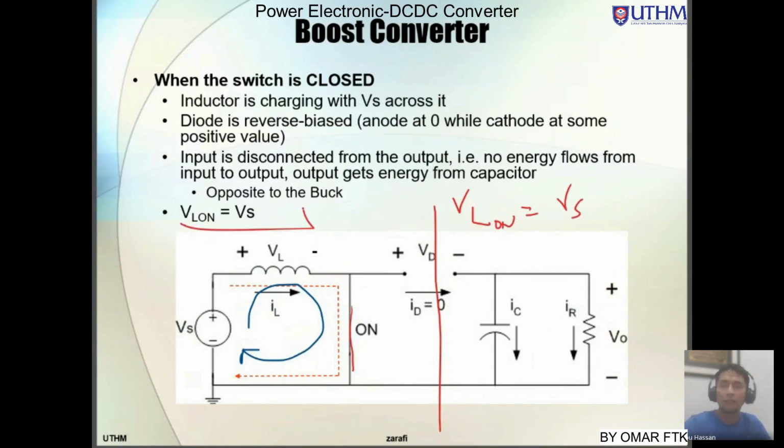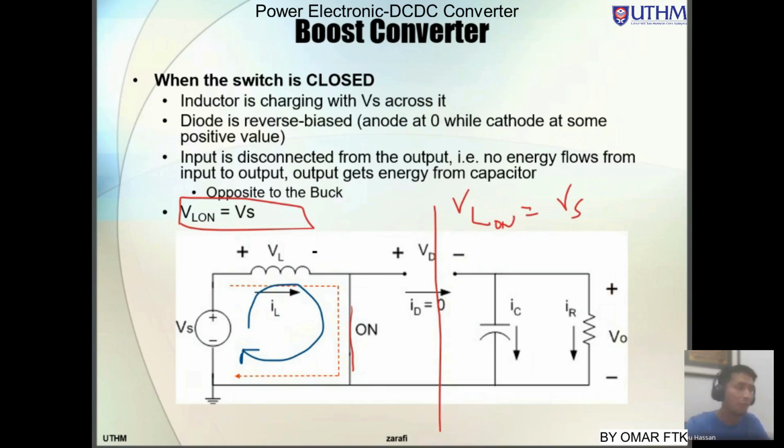Why is this important? Because we want to come up with the transfer function, the relation between Vout and Vs. Same as the buck converter, we want to have a model, so it is easier for us whenever we want to design our boost converter, as there will be a specific value of output voltage.